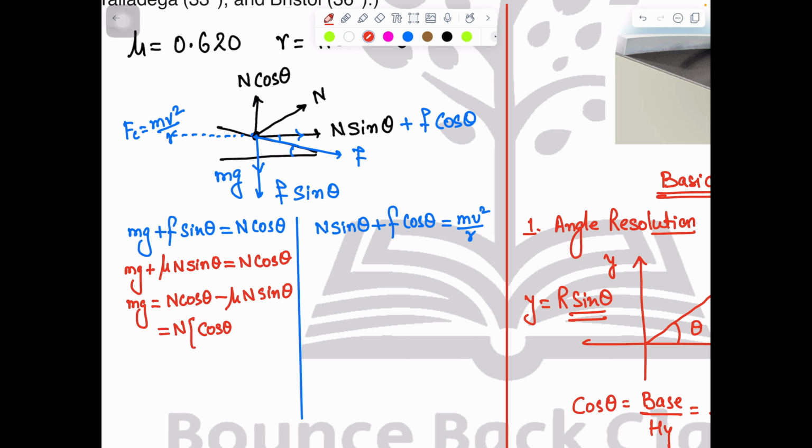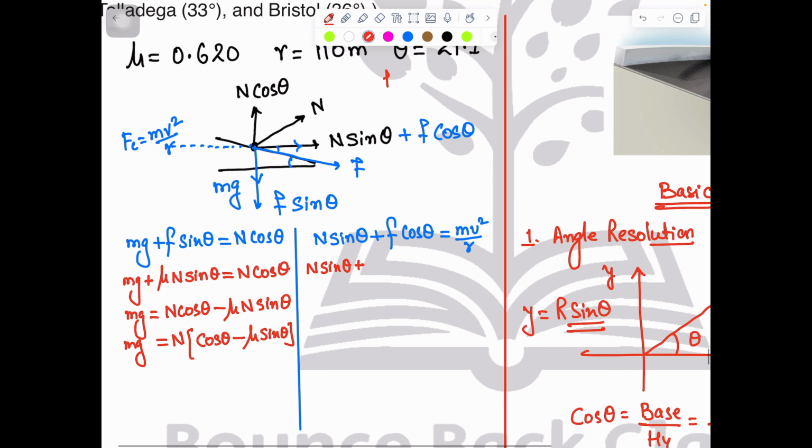Cos theta minus mu n, mu sine theta. Is it fine? That is your mg. Okay, similarly, we have to take care of n, so n sine theta. What is friction? I told you, friction is mu times n. So can I say mu times n cos theta equals mv square over r.